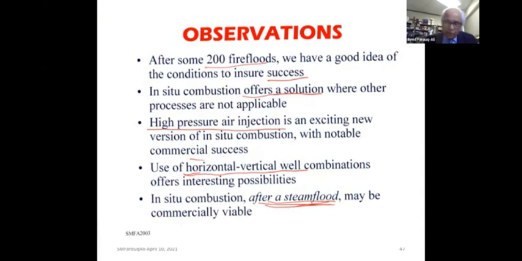And to conclude, I'll say in-situ combustion is a process which does have application, but you have to be very careful that you do a proper design.